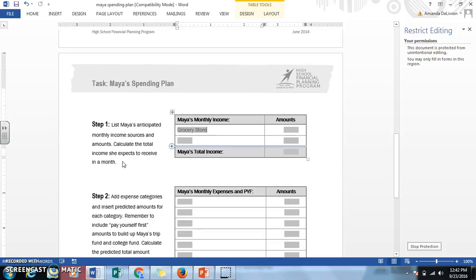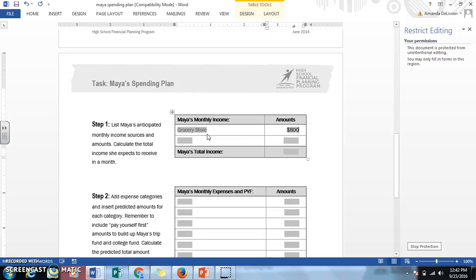But we want to figure out how much that is per month. So $200 a week, there's 4 weeks in a month. So now we've done $8 times 25. We'll multiply that $200 by 4 and get that she makes about $800 a month working at the grocery store.